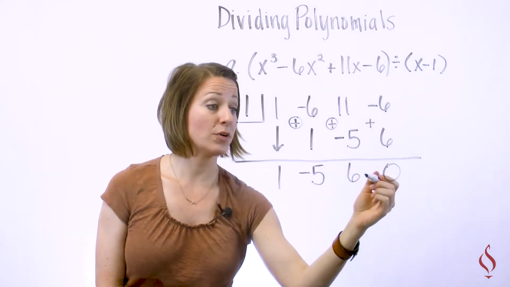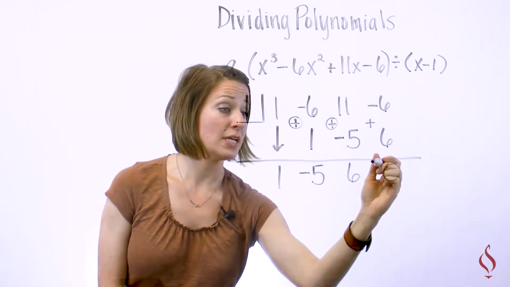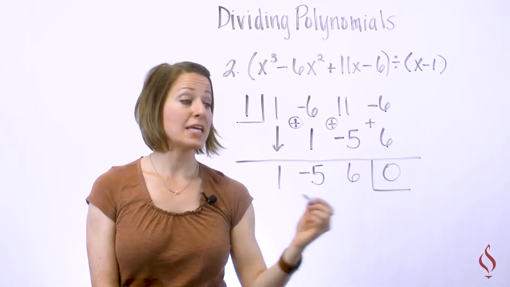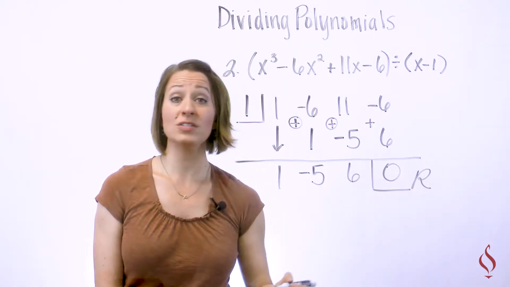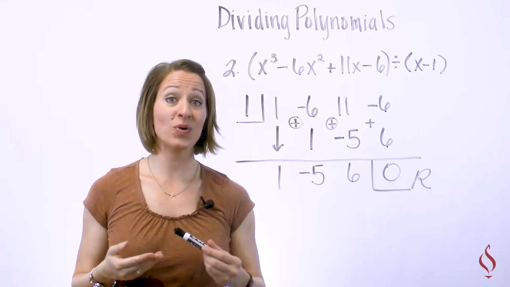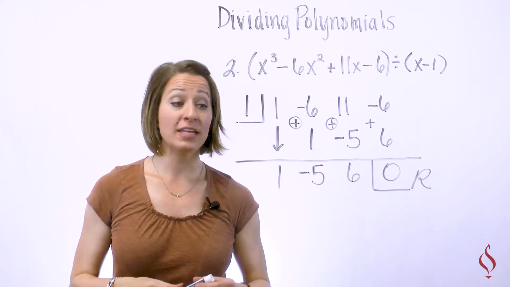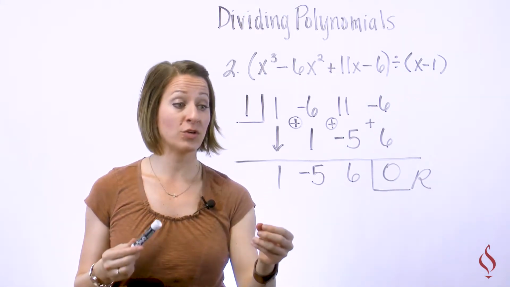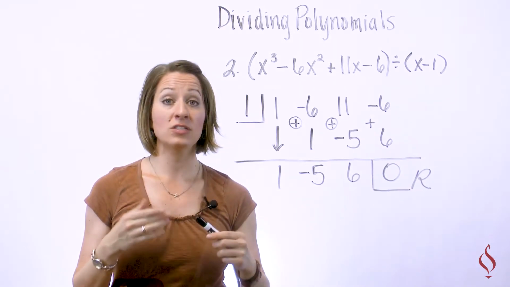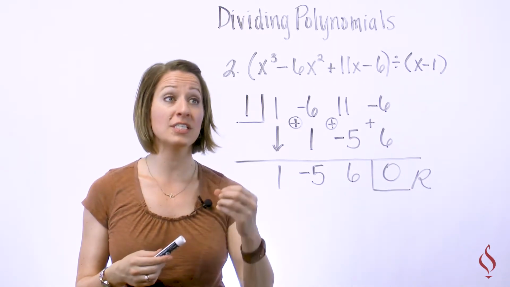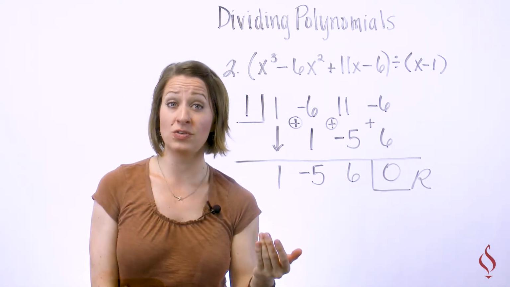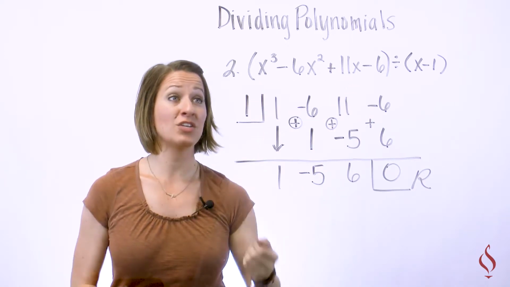Always the last number, even if it's a 0, I want you to draw a corner around that number. That becomes our remainder. So in this case, we don't have a remainder. Okay, we have the numbers 1, -5, and 6. Now we need to reassign the correct variable that goes with each of these coefficients. And just like I said in the last example, you're going to start with the degree 1 less than the highest degree of the expression that you divided into.